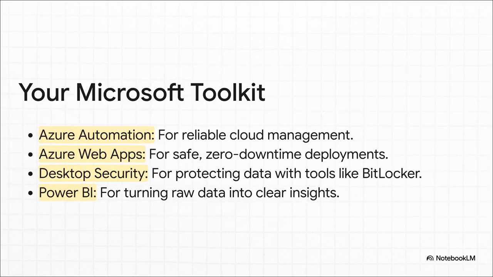So, let's just do a quick recap of everything we've covered. We've basically looked at 4 key pieces of a super powerful toolkit. We have Azure Automation for taming the cloud, Azure Web Apps so you can deploy with confidence, desktop tools like BitLocker to lock down your security, and of course, Power BI to make sense of all your data.